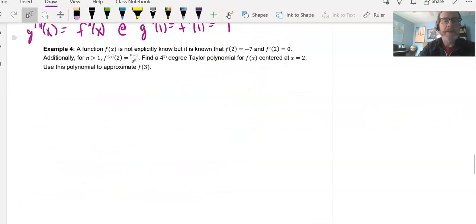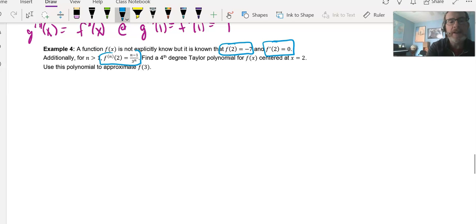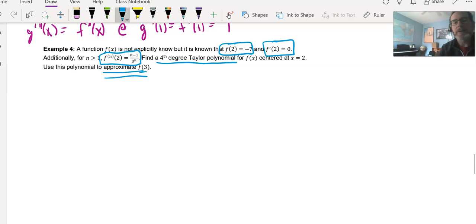Moving on to example 4, there's no table, but there is sort of a list of items that they give you, including a general derivative. First of all, they say a function is not explicitly known, but that the value at 2 is -7. The value of the derivative at 2 is 0. And then for all the higher derivatives, second derivative, third derivative, and so on, you have this generic form for the derivative. They would like to know the fourth degree Taylor polynomial centered at 2, and then they want us to approximate the value of the function at 3. So it's not at the center, but it'll be close to the center.